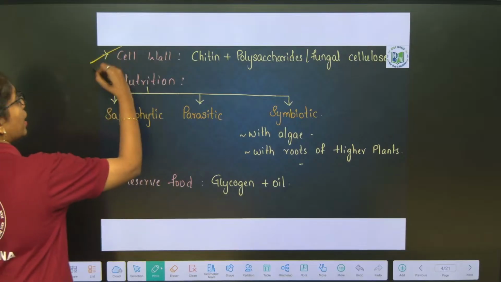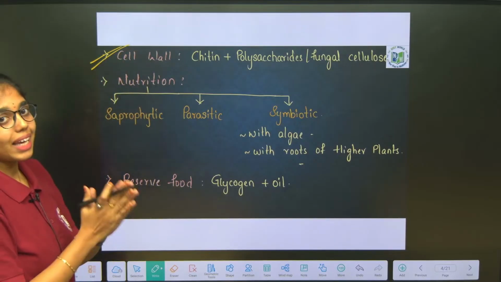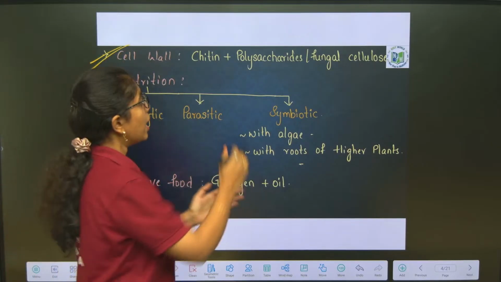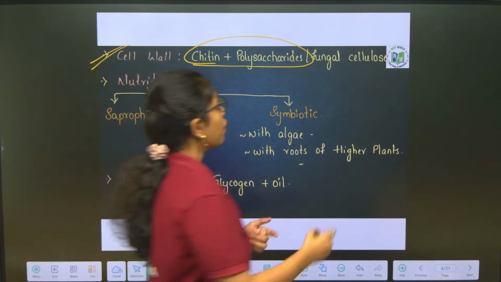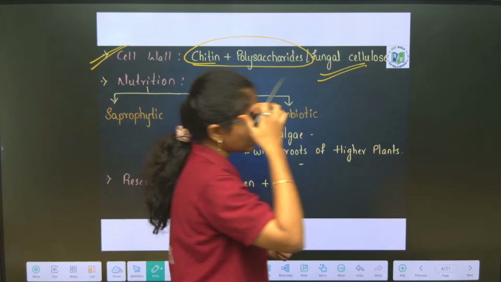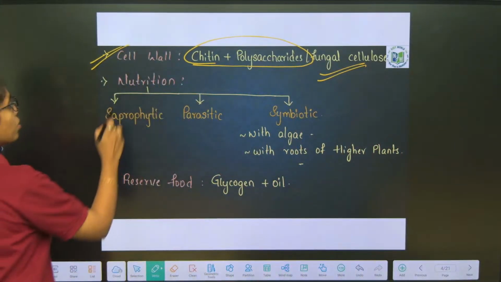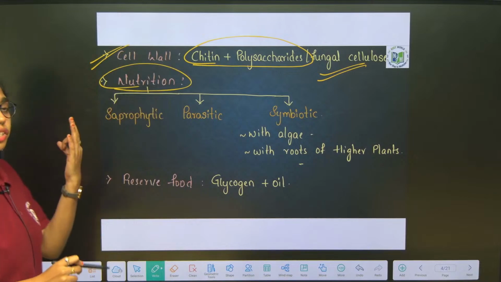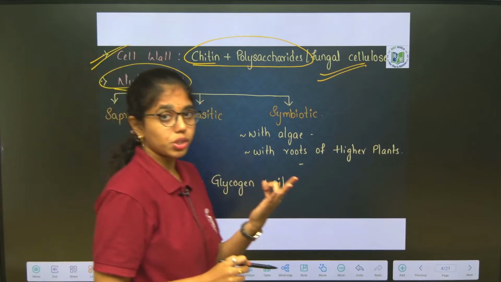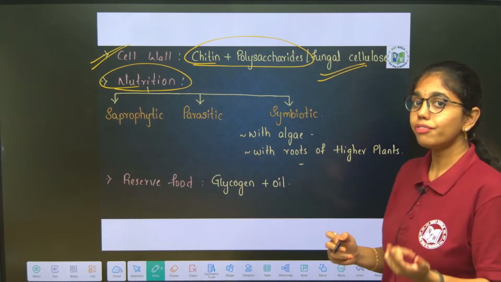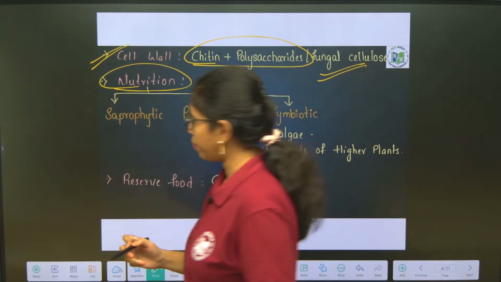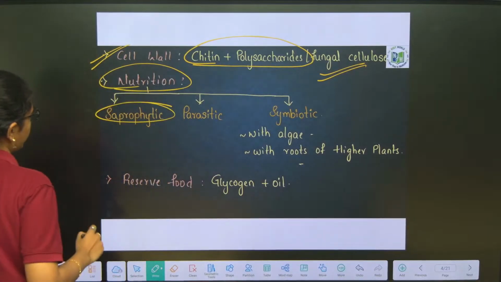Cell wall. Okay, cell wall in fungi is made up of chitin. Chitin along with polysaccharides, so it is also called fungal cellulose. Okay, so cell wall is fungal cellulose. Next, nutrition. 3 modes of nutrition we can observe: saprophytic, parasitic and symbiotic. Let us look into how these 3 modes of nutrition operate keenly.